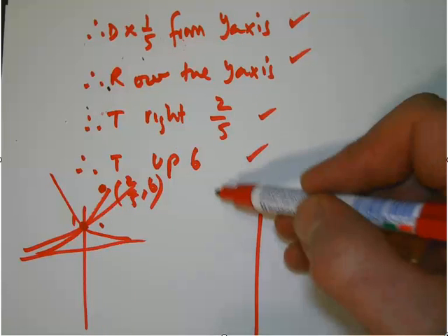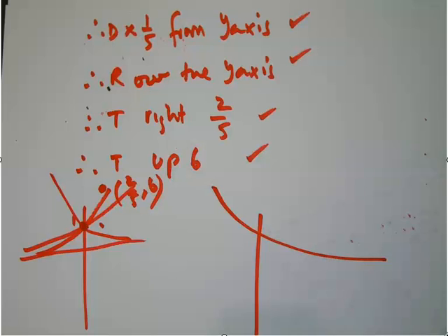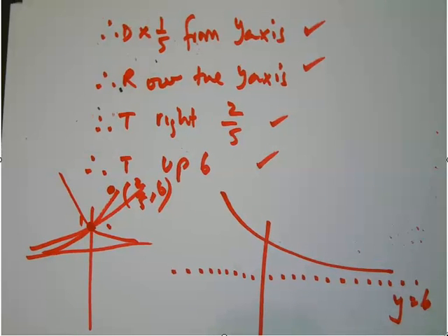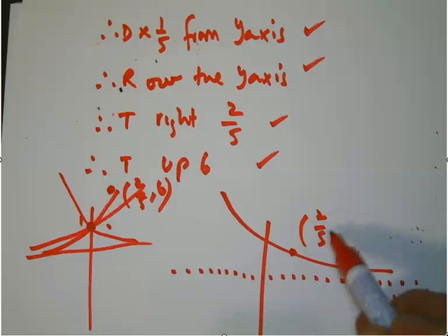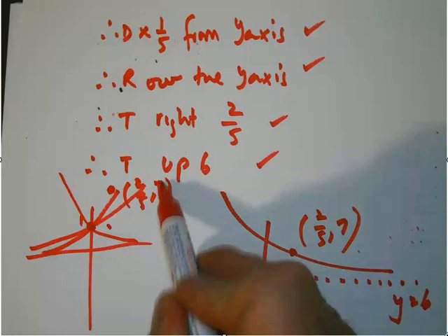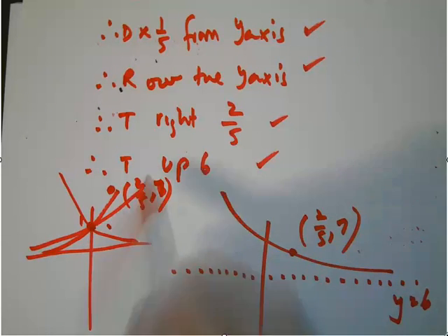The translation. I would expect my graph to be up here, and it's going to have an asymptote, which is y equals 6. And I should have a point here, which is 2/5 and 7. That should have been 7 because it started at 1 and went up 6.